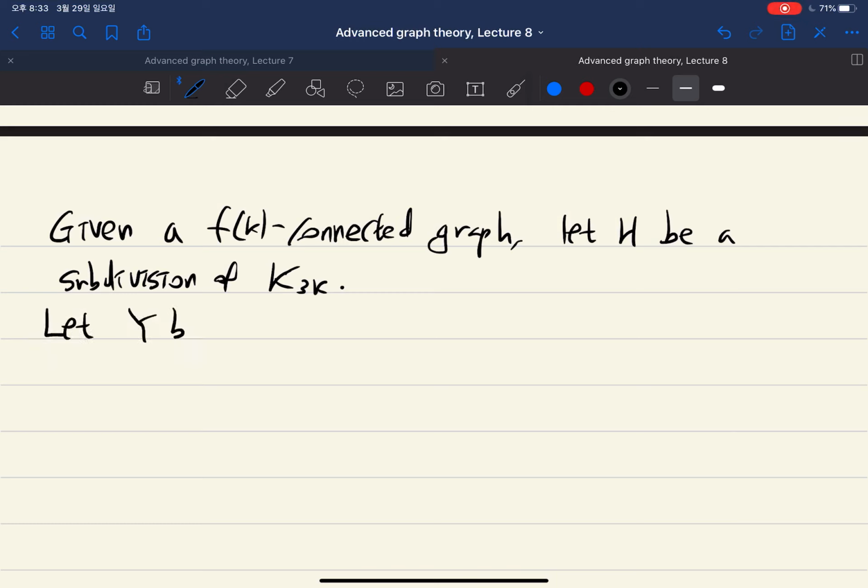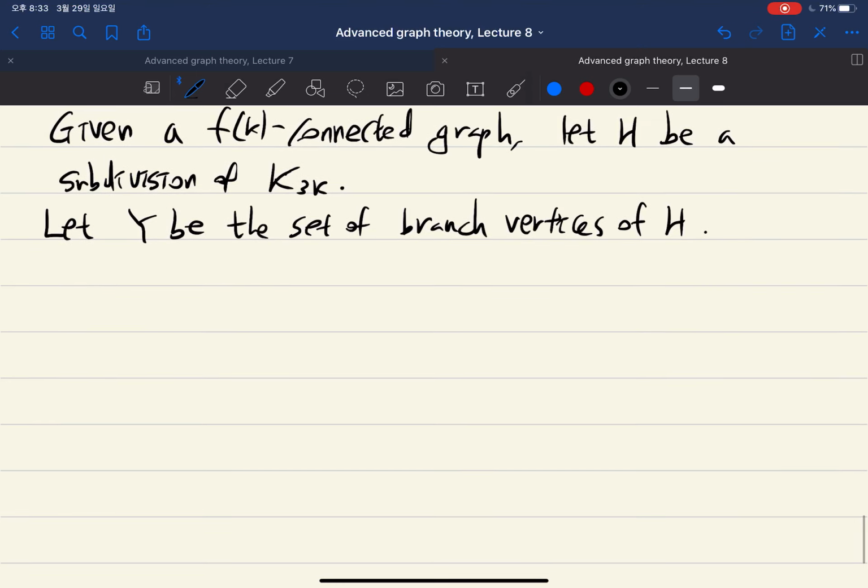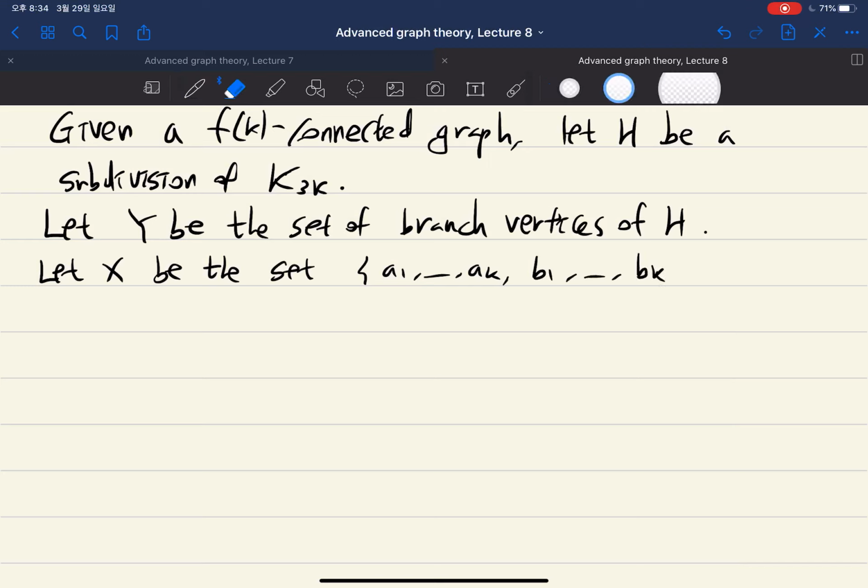And let Y be the set of branch vertices of H, meaning that these are the vertices of degree 3. And let X be the set A1 to Ak and B1 to Bk. So these are distinct vertices that we want to connect.